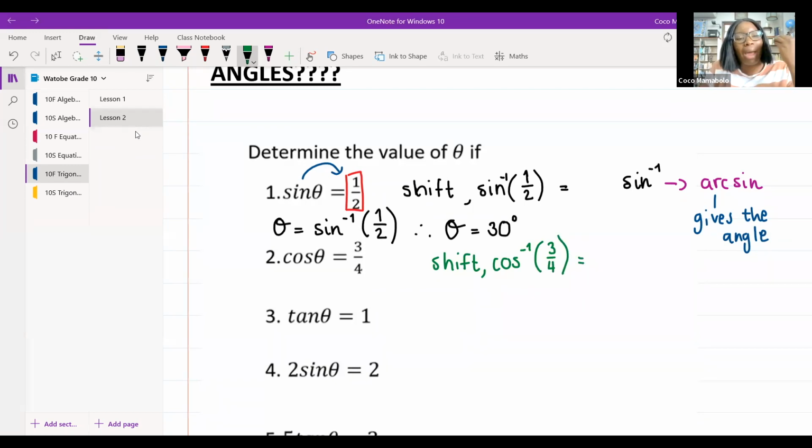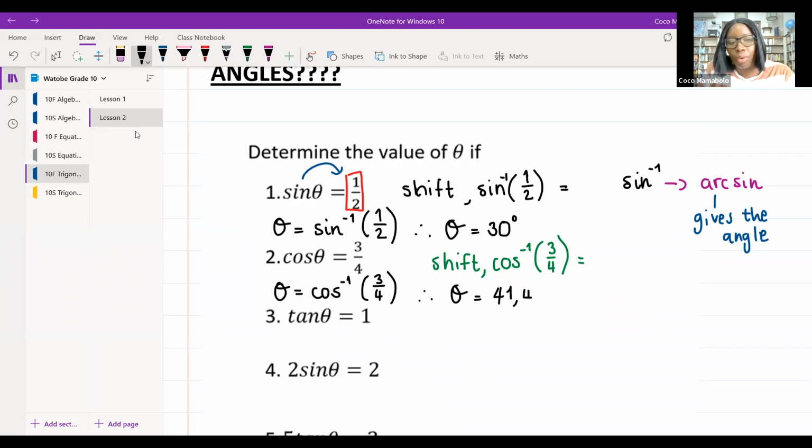Now, when I write it in my book, I'm going to go theta is equal to arc cos. It's called arc cos, but we write cos to the -1 of 3/4. Therefore, theta is equal to 41,40 degrees. I am loving how I'm going to be famous with this shift thing, I swear.